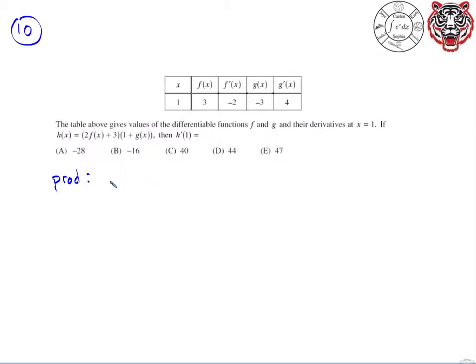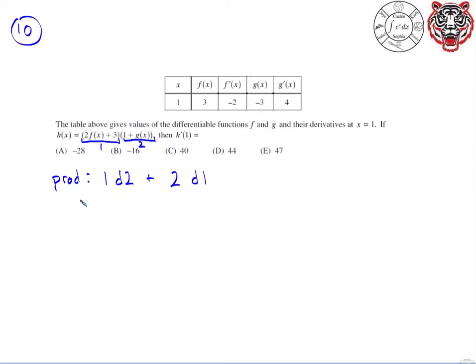So what is the product rule? What is the cute little phrase that we remembered? 1d2 plus 2d1. So neat. All right, so I'm going to write down 1. This whole thing right here is 1. This whole thing right here is 2. How do you know that? Because those are the two things that we're multiplying.